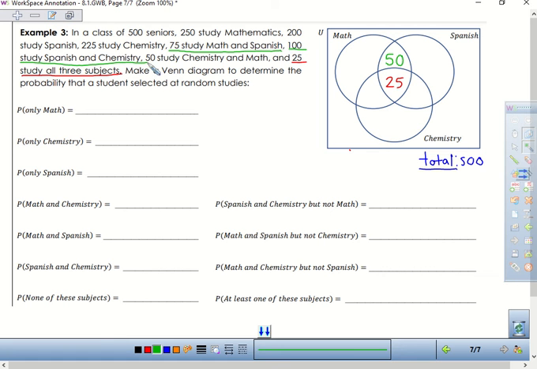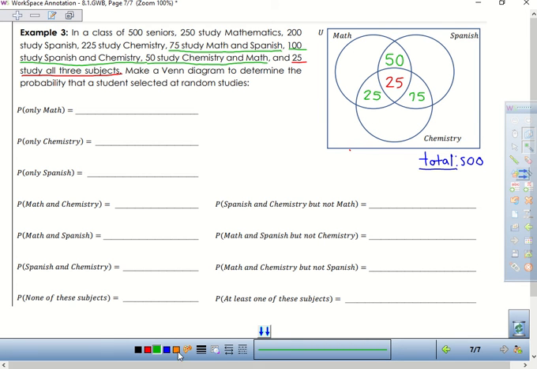100 study Spanish and chemistry. So what's going to go in this box right here? 75. Good. Because the total for this overlap has to add up to 100. 50 study chemistry and math. So how many go here? 25. Remember, the overlap in general is 50. So that's how you get this section.